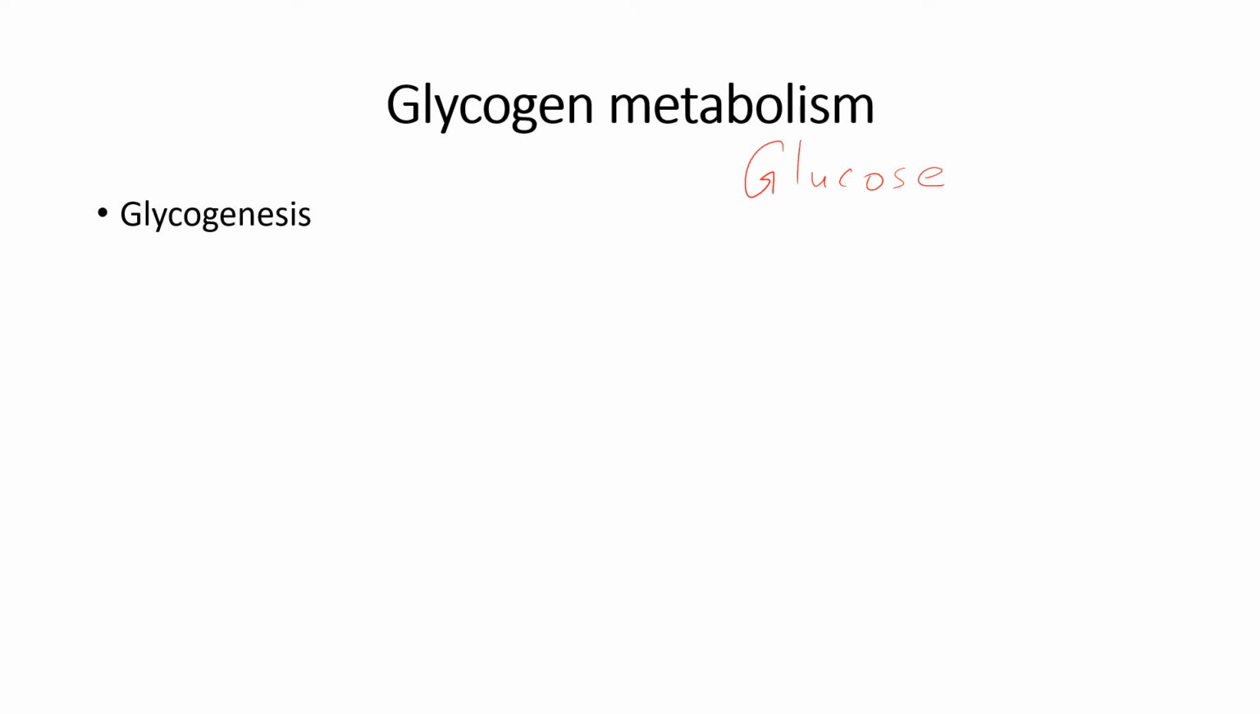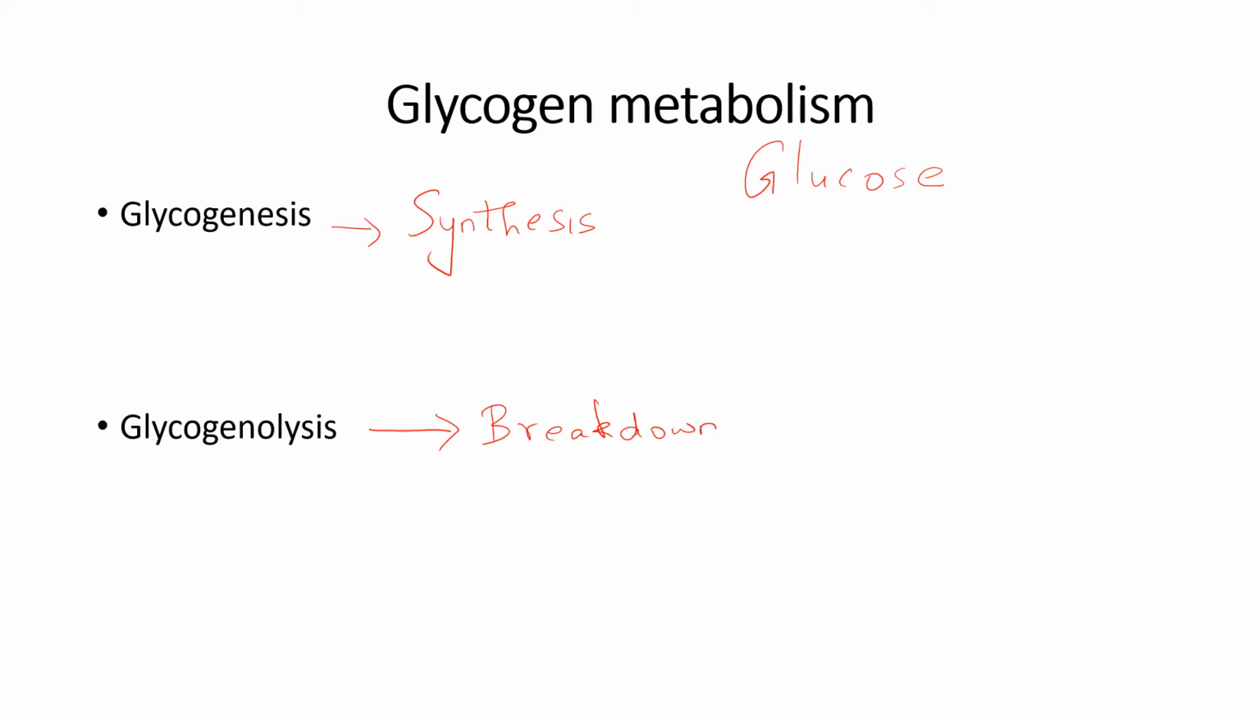One is glycogenesis, which is the synthesis of glycogen, the anabolic pathway, how we synthesize glycogen. The other pathway is glycogenolysis, which is the breakdown of glycogen, how we break down glycogen to form glucose. So these two constitute the glycogen metabolism.